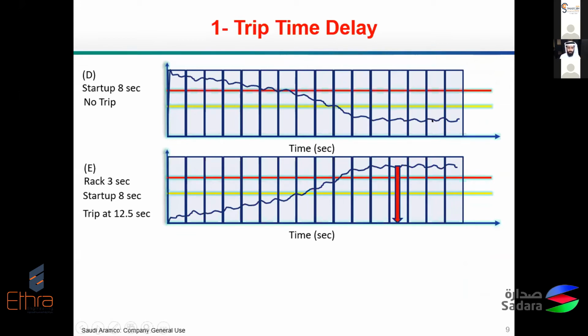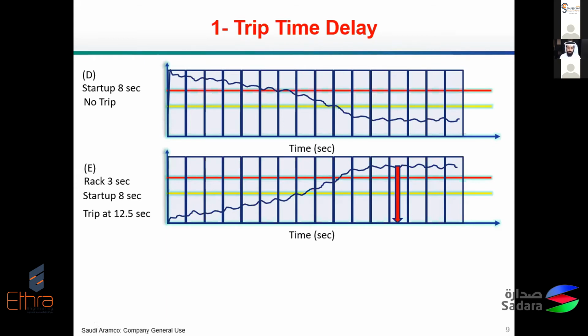And example E basically shows a different configuration where the startup is at 8 seconds, but we have a time delay on the rack of 3 seconds. So you can see that when the machine starts smoothly and then exceeds that line, the red line, it will trip after 3 seconds, which will give us a 12.5 second configuration.